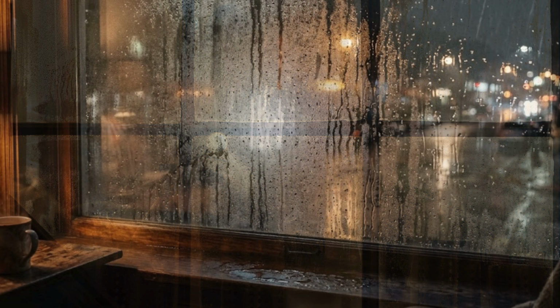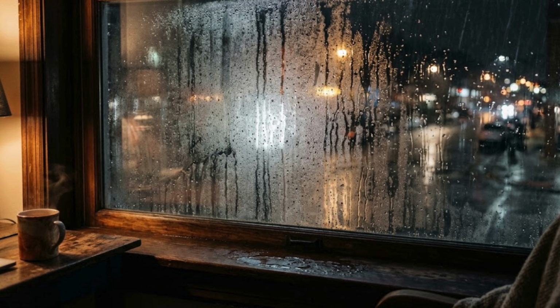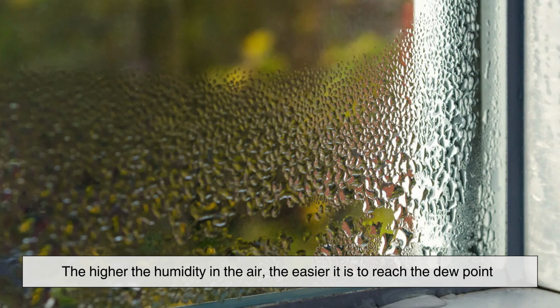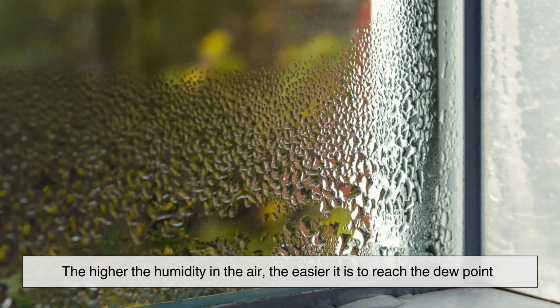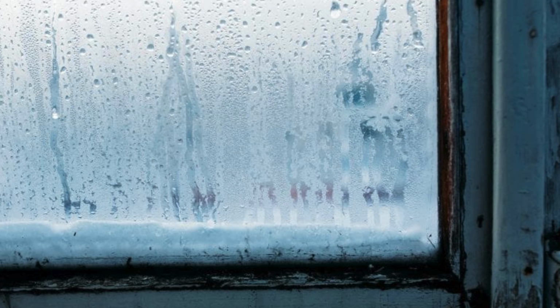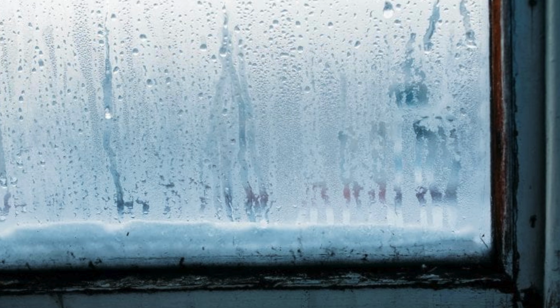For example, if indoor air has a dew point of around 10 degrees Celsius and the window surface cools to that temperature or lower, water droplets will begin forming on the glass. The higher the humidity in the air, the easier it is to reach the dew point. That's why windows fog up more often in places with high humidity, like bathrooms, kitchens, or cars filled with people on a rainy day. Every breath adds moisture to the air, gradually raising the humidity inside the space.